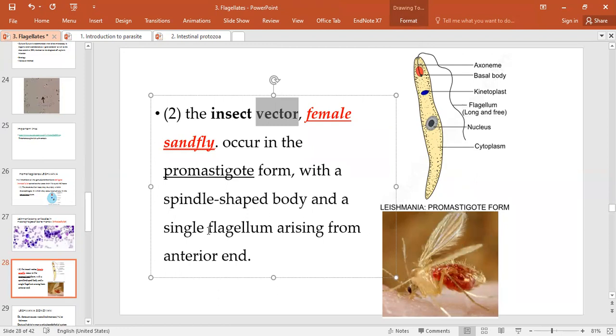The body is spindle-shaped with a single flagellum arising from the anterior end. Here is the anterior end, a single flagellum. This is the nucleus, which is very clear, and the kinetoplast, basal body, and axoneme.